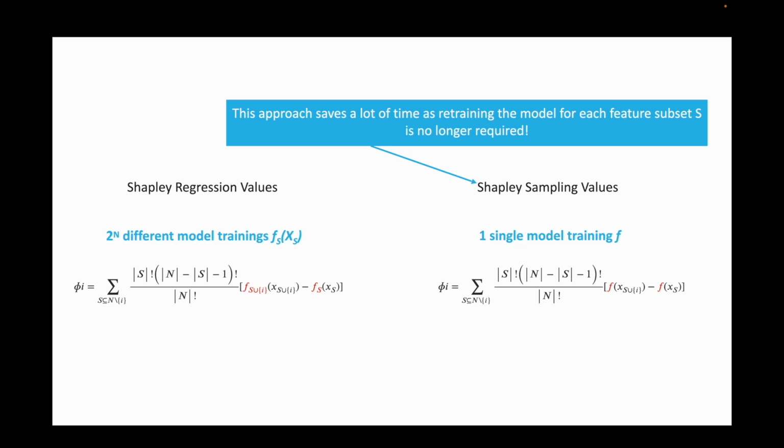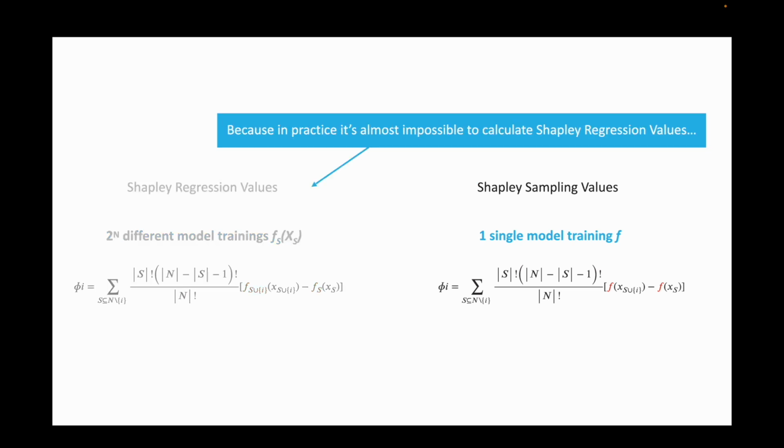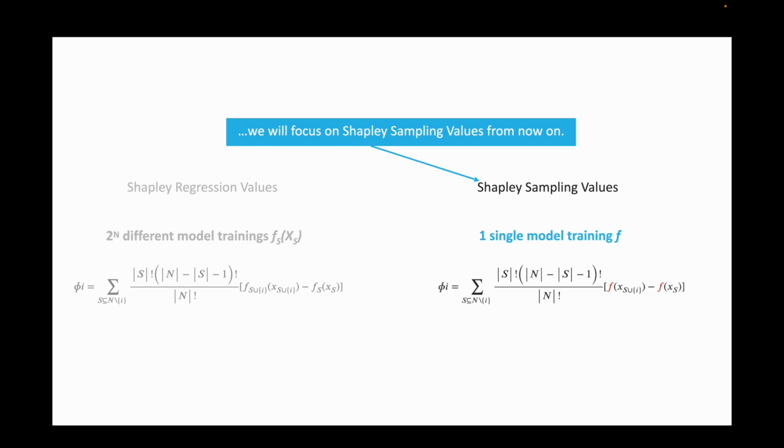This approach saves a lot of time, as retraining of the model for each feature subset S is no longer required. Because in practice it's almost impossible to calculate Shapley regression values, we will focus on Shapley sampling values from now on.